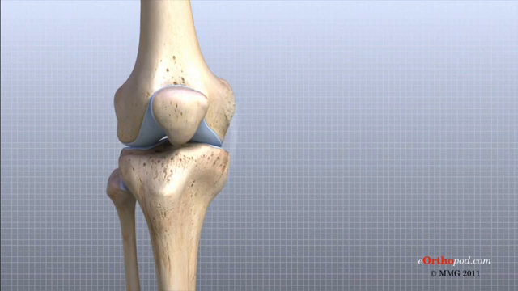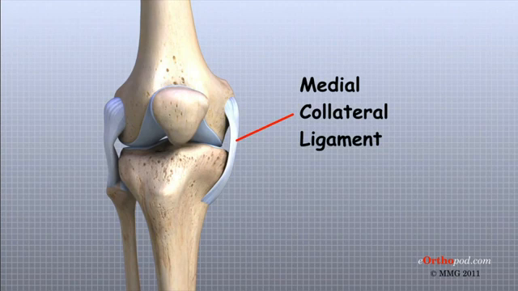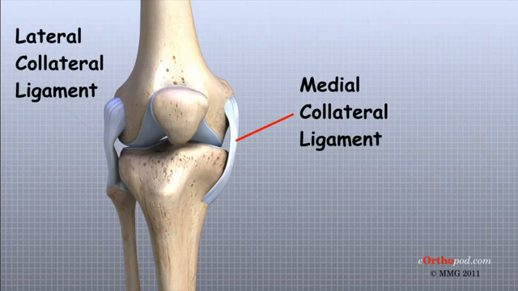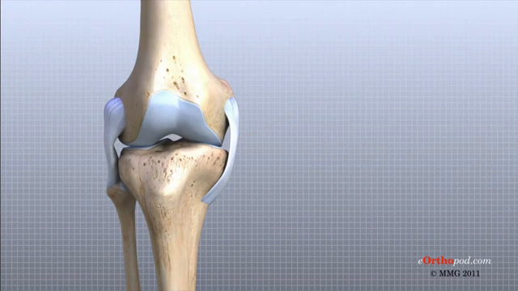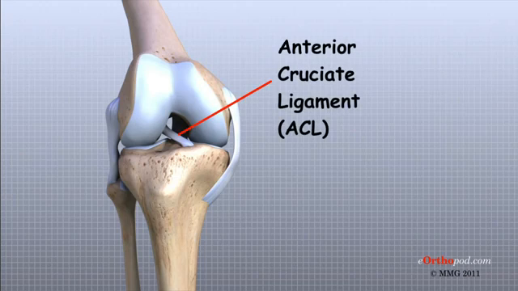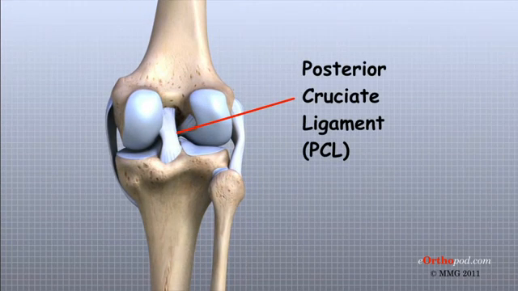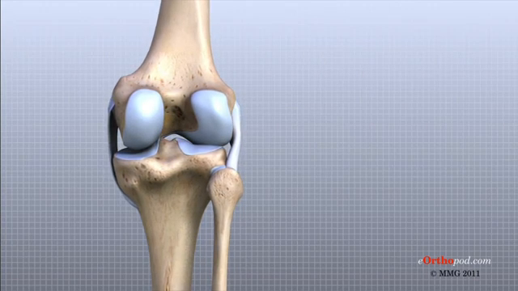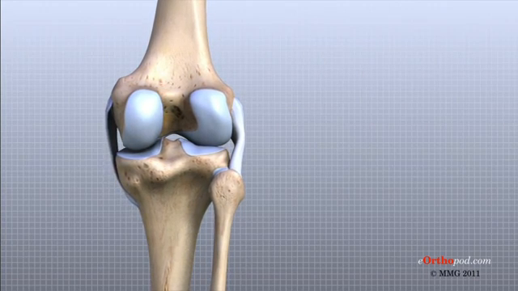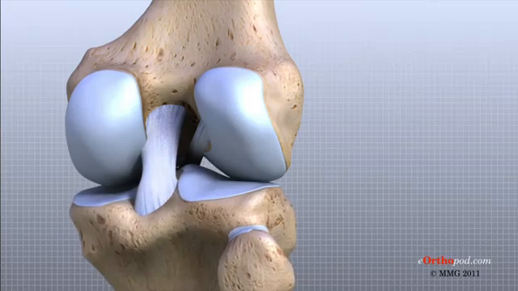Ligaments are tough bands of tissue that connect the ends of bones together. Two important ligaments are found on either side of the knee joint. They are the medial collateral ligament, or MCL, and the lateral collateral ligament, or LCL. Inside the knee joint, two other important ligaments stretch between the femur and the tibia: the anterior cruciate ligament, or ACL, in front, and the posterior cruciate ligament, or PCL, in the back. The MCL and the LCL prevent the knee from moving too far in the side-to-side direction. The ACL and the PCL control the front-to-back motion of the knee joint.